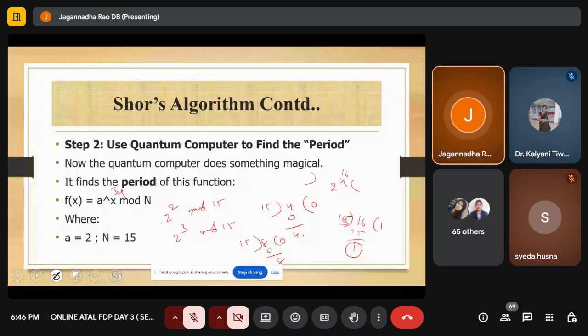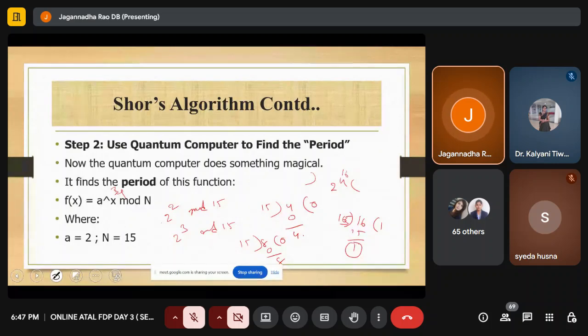You take any number. You may ask why I am taking 2 and why I can't take 3. You can take 3 also. Any number you can take, on the condition that the number is less than n, because here I am taking a small number. For example, I take 14. 14 is less than n, so it is true. But for understanding purposes, we are taking a very small number.